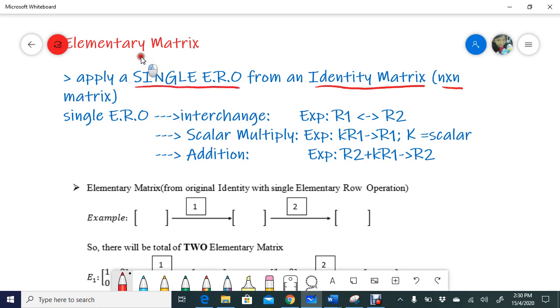Single elementary row operation means there will be only one elementary row operation done at one time. It can be either an interchange of rows, or a scalar multiplication, multiplying a row by your scalar k. The k here can be any value, as I mentioned earlier. It can be a positive value, a negative value, even a fraction. Or addition or subtraction, and you can have negative k as well.